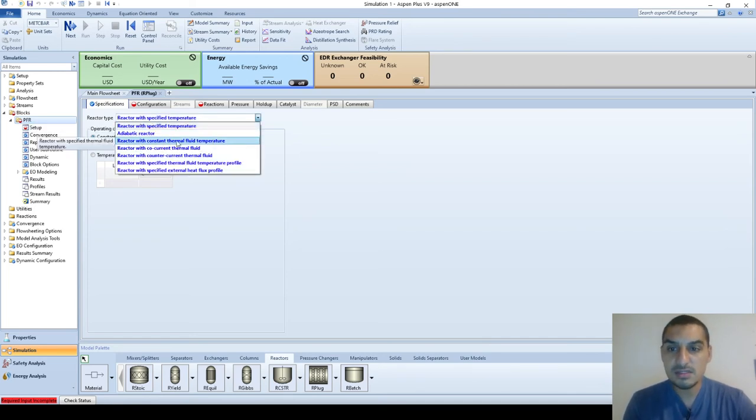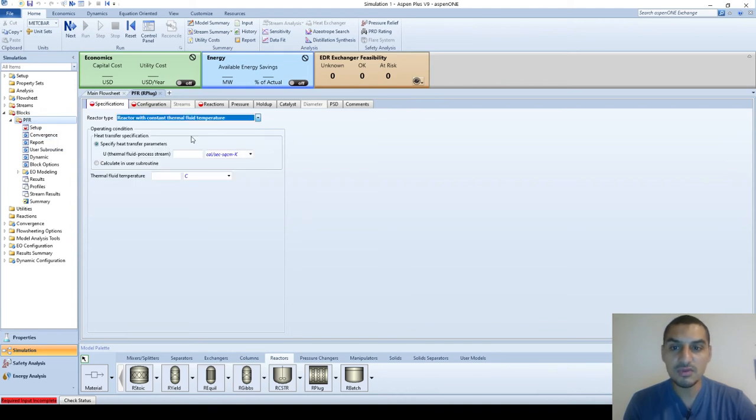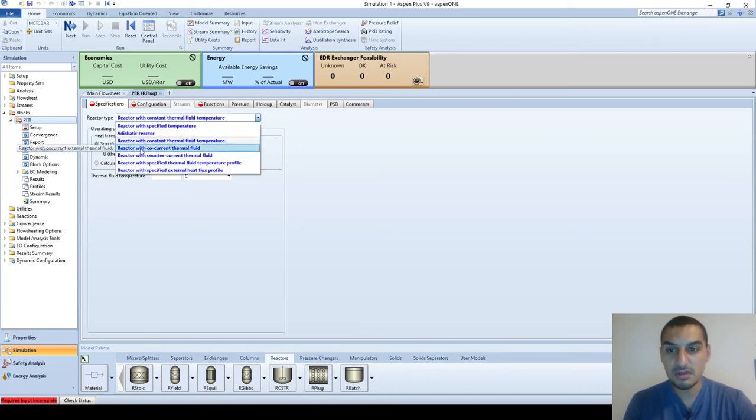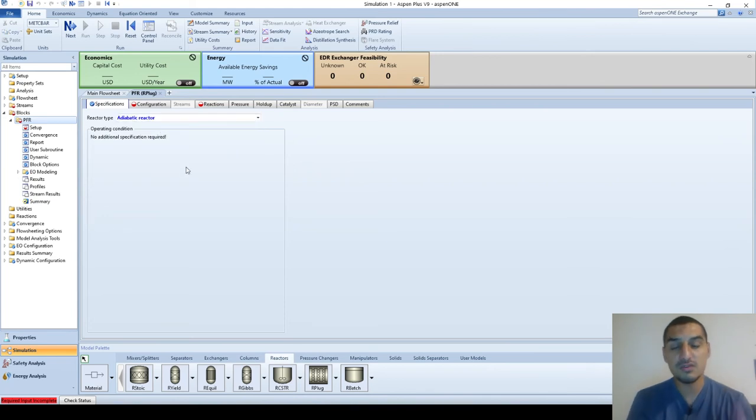In other cases, like when you have a thermal fluid, you have to connect thermal fluid streams and specify the heat transfer parameters. You can have a reactor with co-current or counter-current thermal fluid. All these options will require information that you have to provide, so that you tell the software how the heat is managed in the reactor. I'm going to start with the adiabatic option again, and then change it later after we do some runs with the reactor.